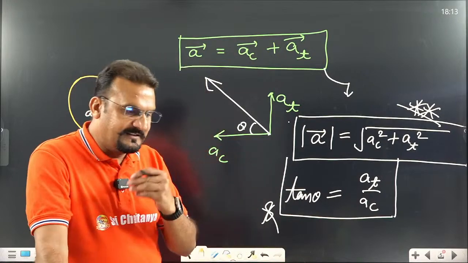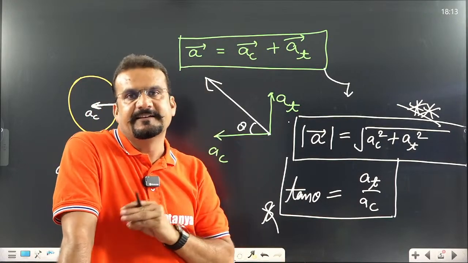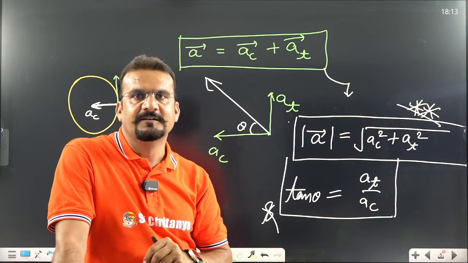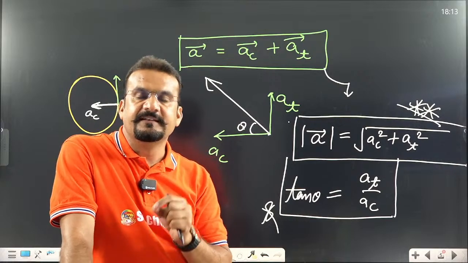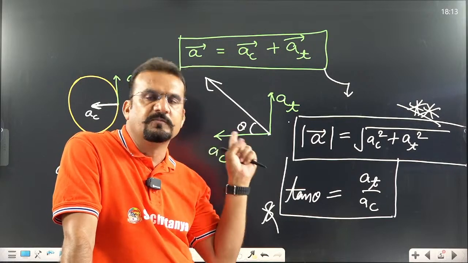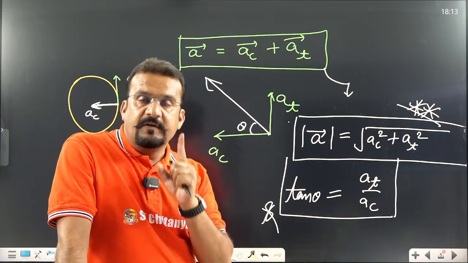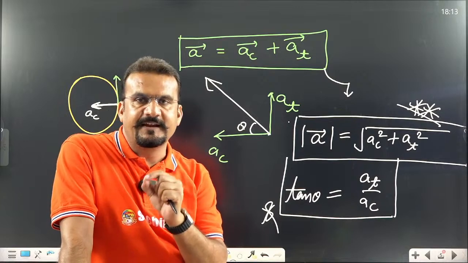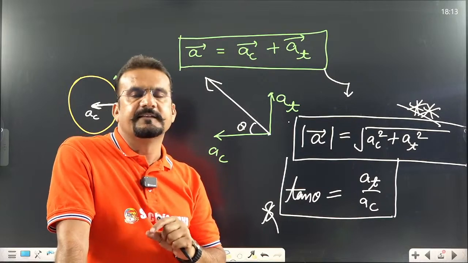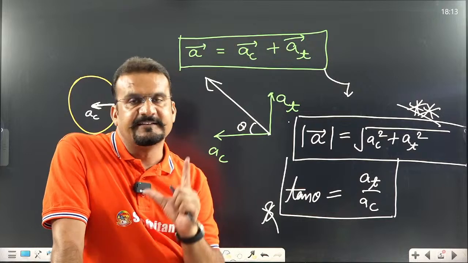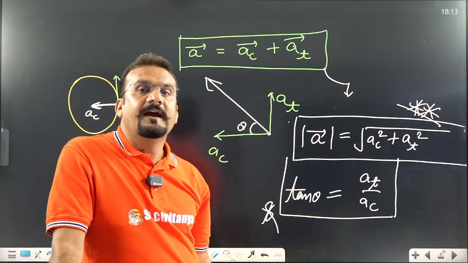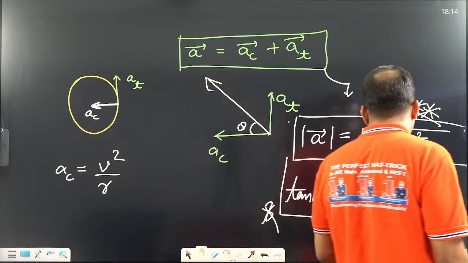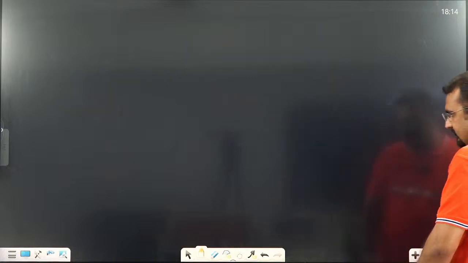Okay, let us revise. What are the accelerations? One is centripetal acceleration towards the center, and its value is v square by r. After that, we discussed tangential acceleration, which is in non-uniform circular motion only. Then we discussed net acceleration, which is the vector sum of tangential acceleration and centripetal acceleration. And one is angular acceleration, denoted by alpha. So let us make a note of all these accelerations that exist in circular motion.